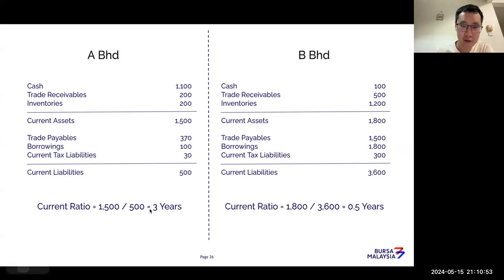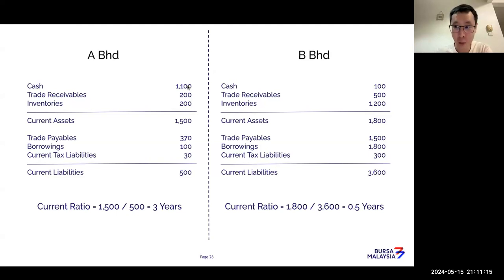It's not just about current ratio, you know. You look at the current asset. All right, you see here cash. Most of the current asset consists of cash. So this one, if it chooses to use cash to pay out dividends to investors, it can do so.